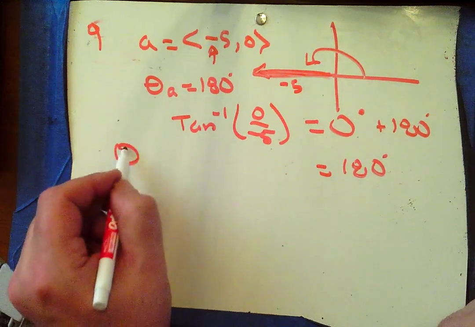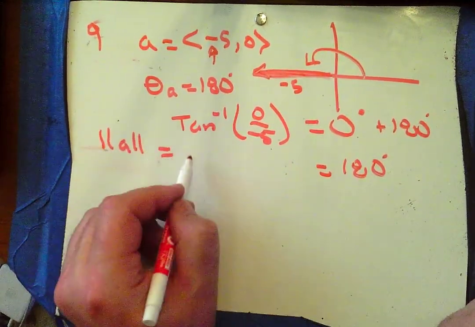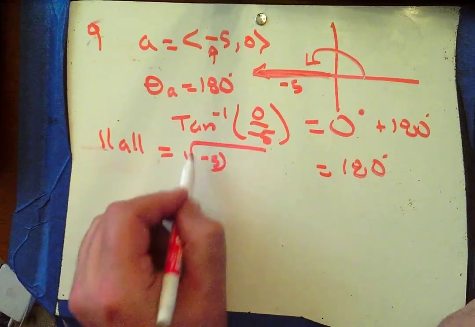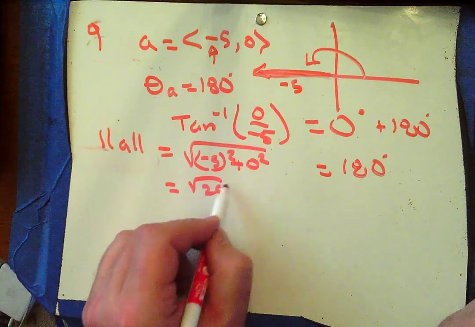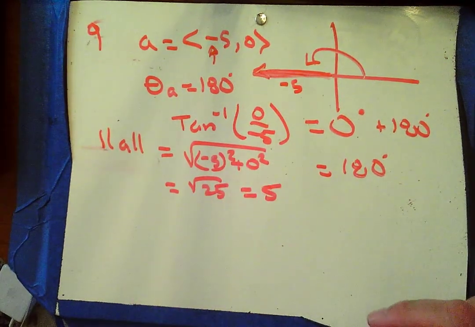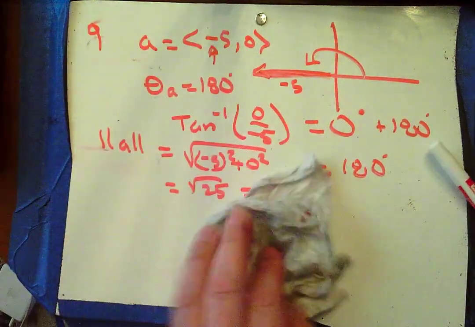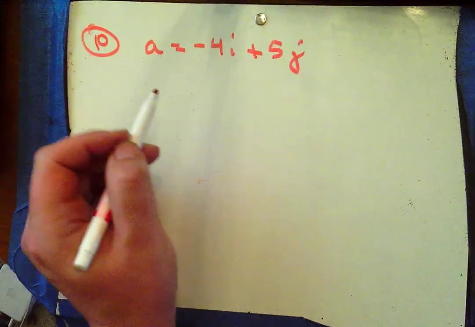Okay, and what about the magnitude of A? The magnitude of A is just going to be the square root of negative 5 squared plus 0 squared, which is the square root of 25, or 5. Okay, there's problem 9. How about problem 10? Ooh, it's given to us in special unit vector form. Well, that shouldn't change anything. 10. We've got A equals negative 4i plus 5j.